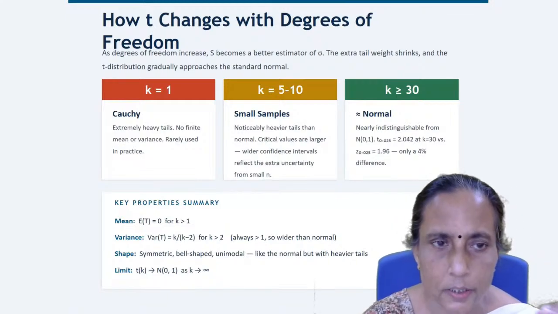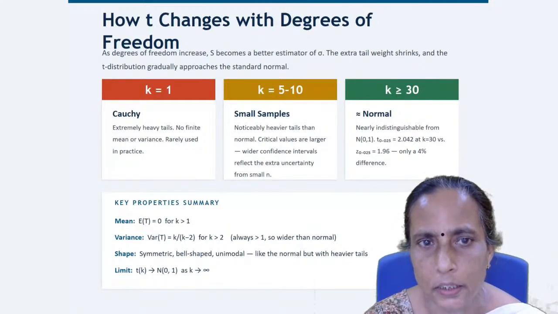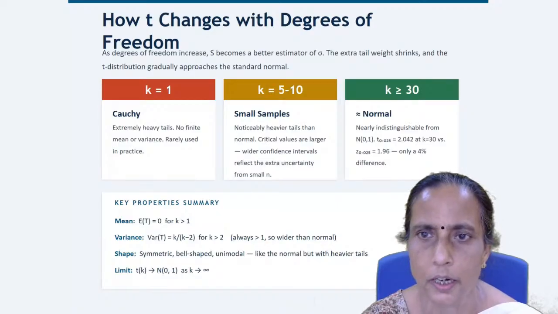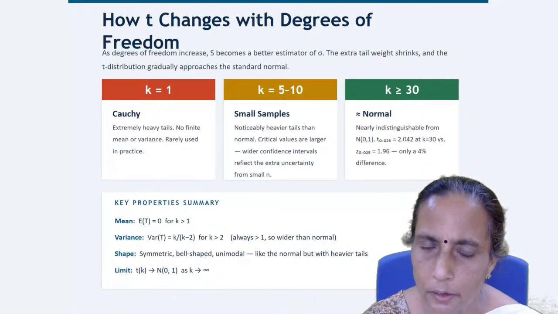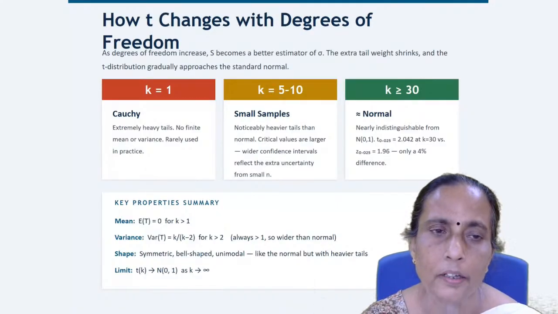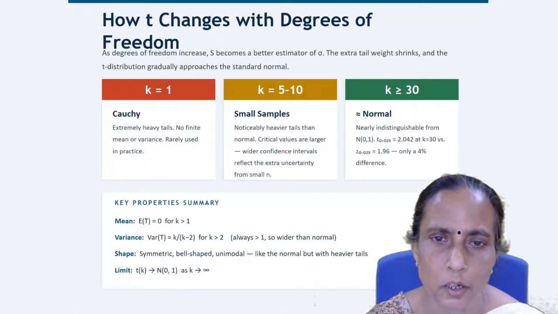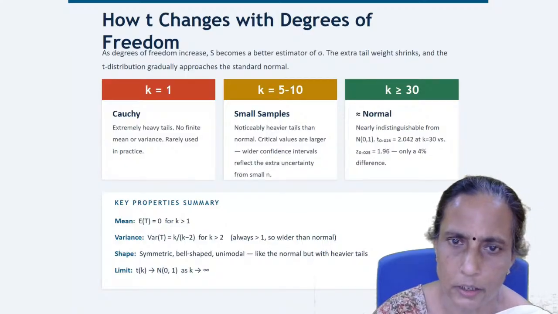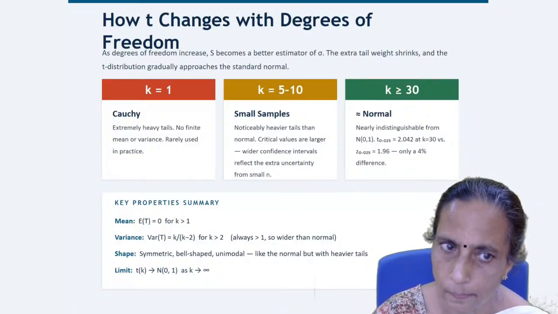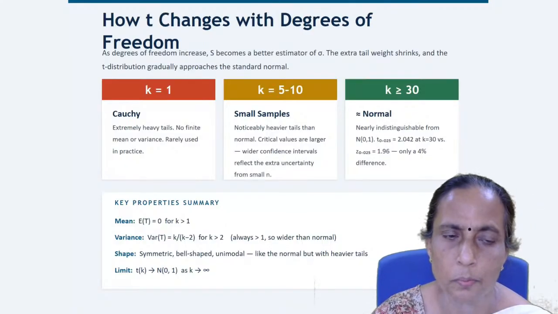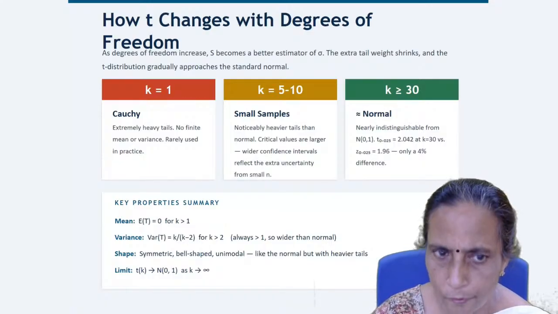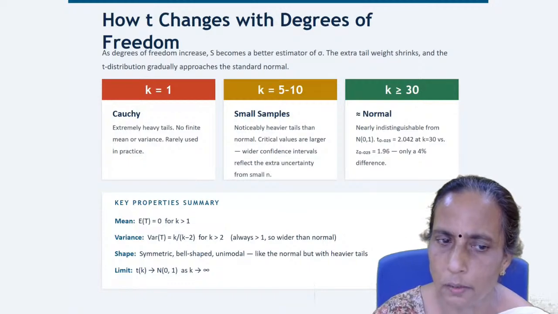So how does t change with the degrees of freedom? As degrees of freedom increase, your sample standard deviation becomes a better estimate of your population standard deviation. The extra tail weight shrinks and the t distribution gradually approaches the standard normal distribution. When k is equal to 1, it is Cauchy: extremely heavy tails, no finite mean or variance, rarely used in practice.